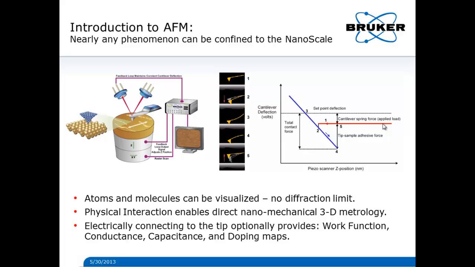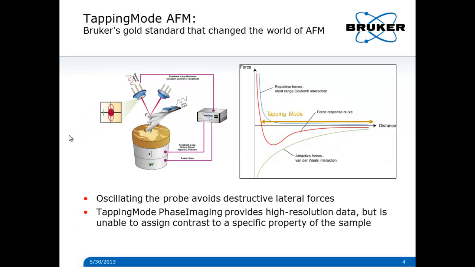Additionally, if you attach an electrical connection to the tip and sample, you can get electrical information such as work function, conductance, capacitance, and dopant mapping of your sample. Now, contact mode has one weakness, and that is that there are lateral forces on the tip which can cause tip wear and sample damage.